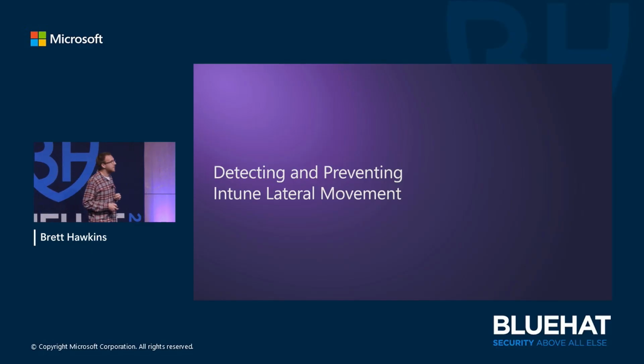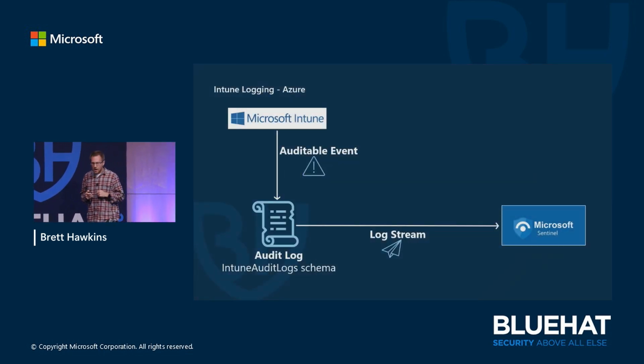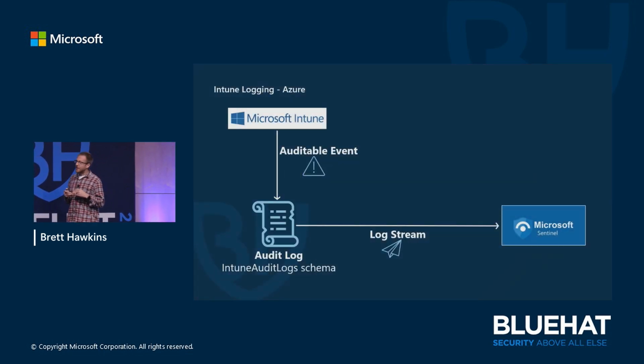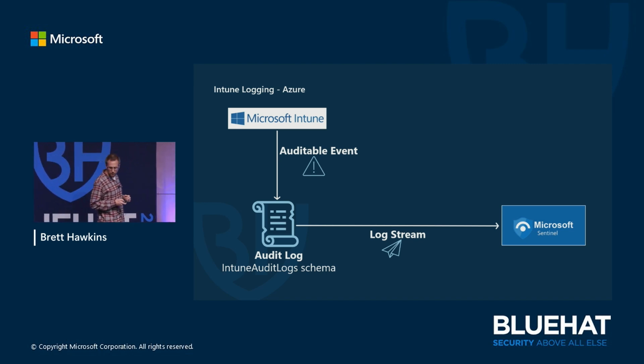Now let's cover the defensive side. In terms of logging within Intune, if there's an auditable event, things like creating an application, creating a PowerShell script, forcing a device reboot, that auditable event will get logged within the Intune audit log schema. Then from there, you can stream those logs to something like Microsoft Sentinel to create detection rules, threat hunting rules, right?